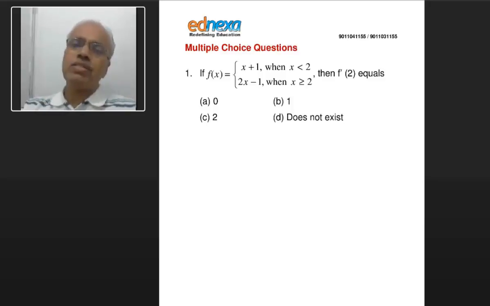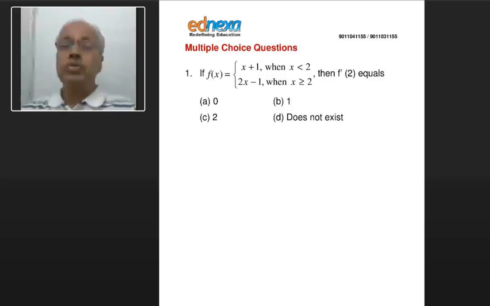See, all these functions are differentiable in their respective intervals. So in the respective interval, there is no problem. The function will be entirely differentiable from minus infinity to 2. The function will be entirely differentiable from 2 to plus infinity. The problem can come only when there is a change in the definition.